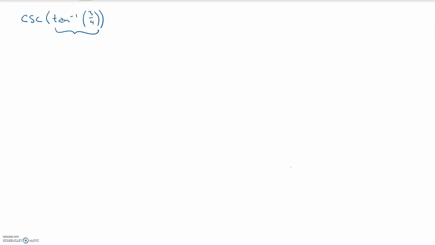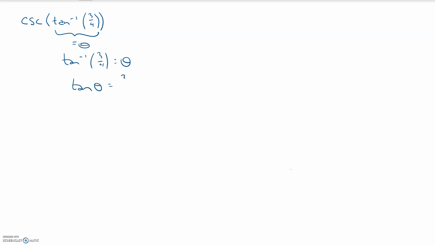We're starting on the very, very inside, so I'm going to set this stuff equal to theta. I know tangent inverse 3/4 equals something, so I'm going to call that something theta. So I have tangent inverse of 3/4 equals theta. Hit both sides with tangent, and I'm going to flip it around just because that's better for my brain. With tangent, we know that's TOA, and we also know that a positive 3/4 could be a negative 3 over negative 4. So I'm going to set up my triangle.